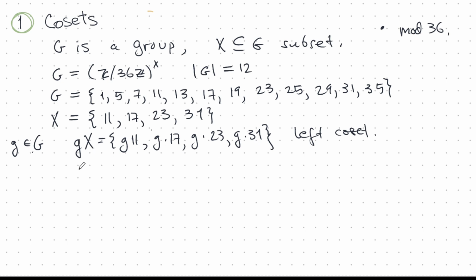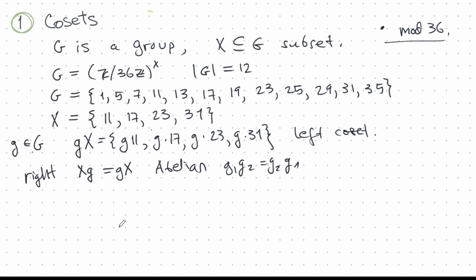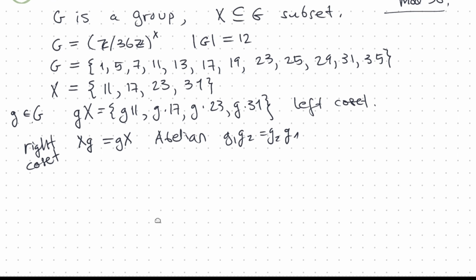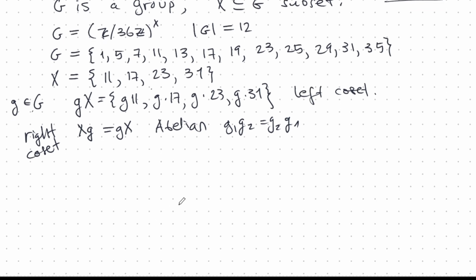I can also do a right coset, but it's going to give me the same thing because our group here is abelian, where g1 g2 is g2 g1, because everything is just integers, multiplication mod 36, that's abelian. But in general, you could have a right coset which is different from a left coset. We will not look at that case. All our cosets will just be the left variety because our groups are abelian.